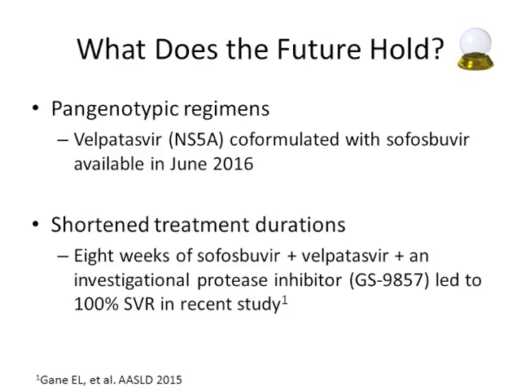So what does the future hold? Let's look into the crystal ball. In June, we will have another fixed-dose combination tablet with a NS5A inhibitor that is more pan-genotypic. So it covers more genotypes, should cover hopefully all the genotypes. And we're also trying to shorten that treatment duration. So there are a couple studies looking at 6 weeks and 8 weeks. One recently presented in November showed that if you use sofosbuvir, velpatasvir, and an investigational protease inhibitor, all 3 of those drugs together, that you could have a 100% chance of SVR.